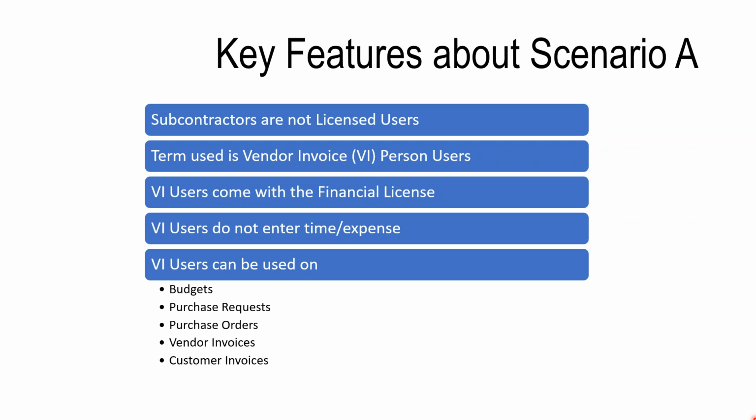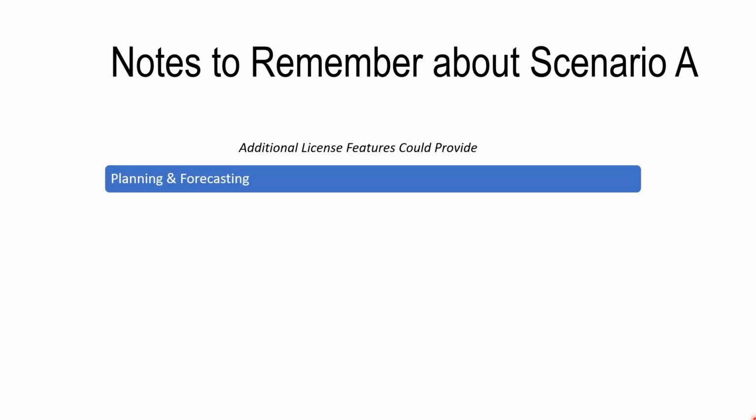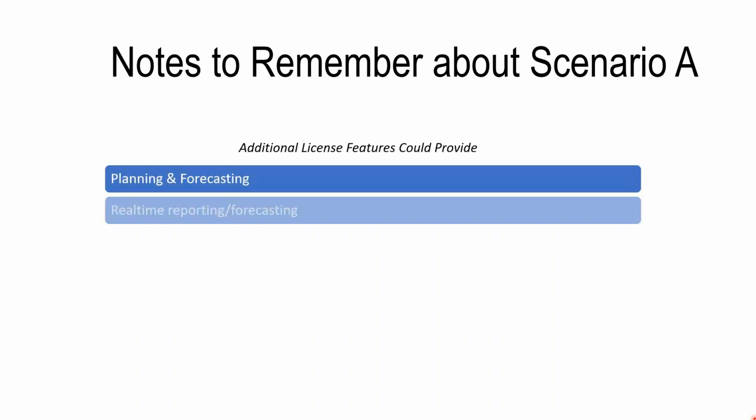But I do want to make sure we know what Scenario A is not. Scenario A does not include some of the areas that would require an additional license. There are some areas that, if you had an additional license within Uninet, you would gain that we do not have with the features of Scenario A. So we cannot do planning and forecasting with the vendor invoice person. We would have to have a full license and the Unisource license to do our planning.